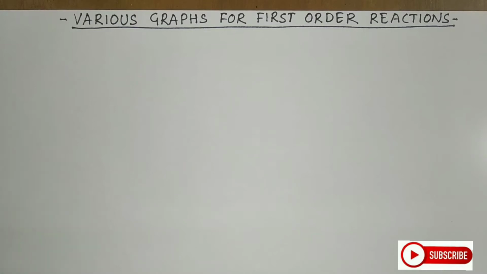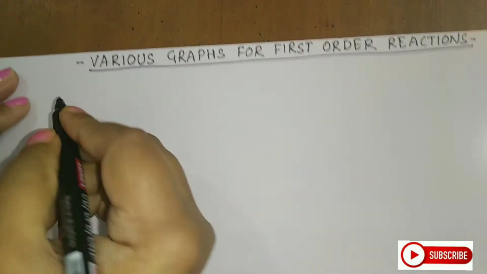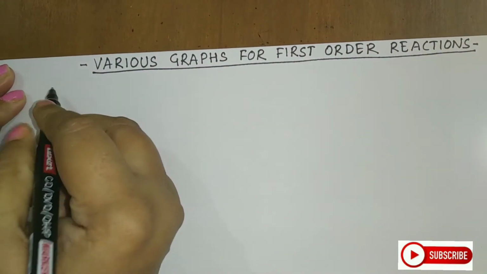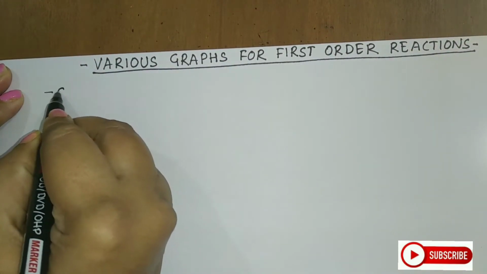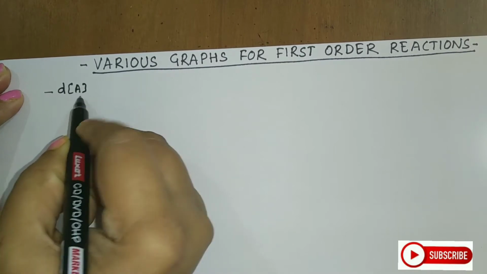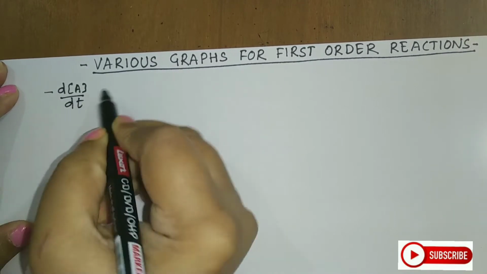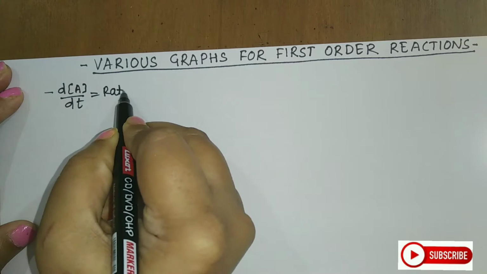Hello students, in this video we are going to see various graphs for first order reaction. After knowing the equations that we are using for first order reaction, the various equations we will be using are: minus dA by dt, this is equal to rate.